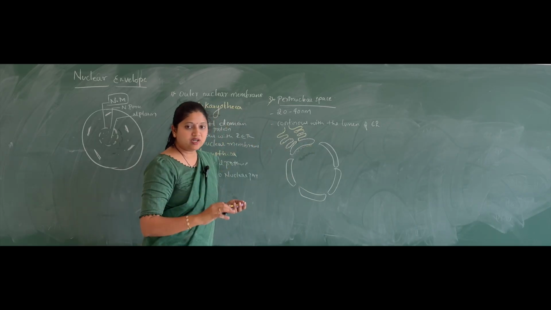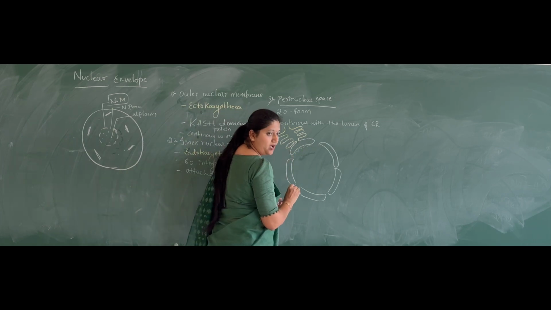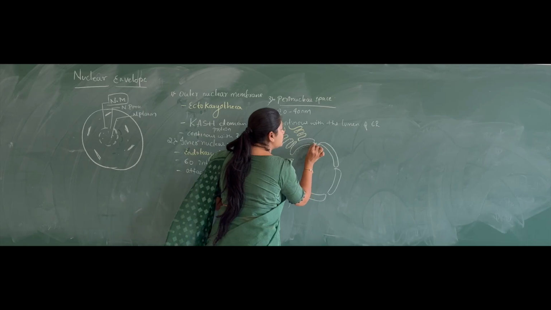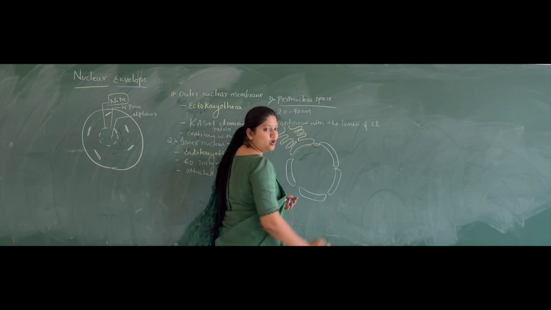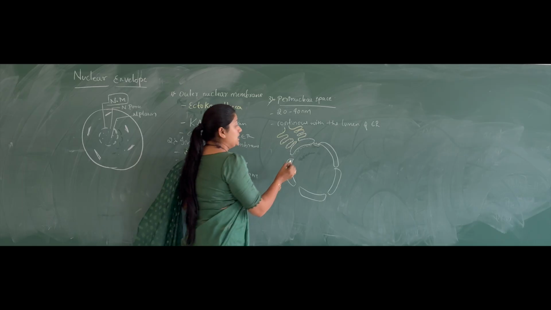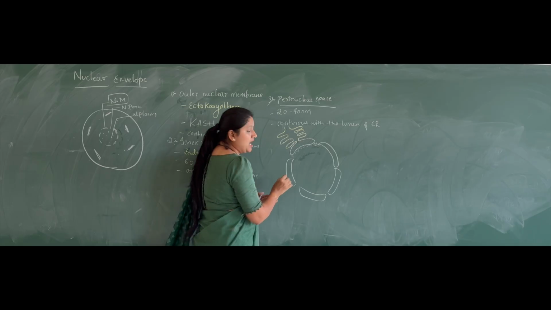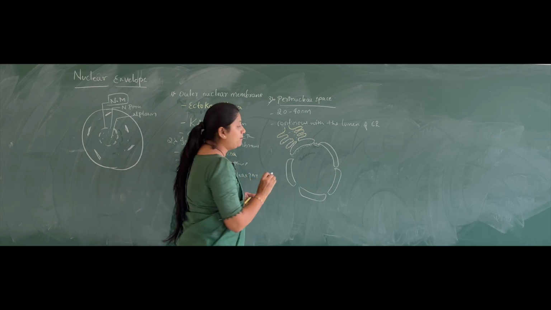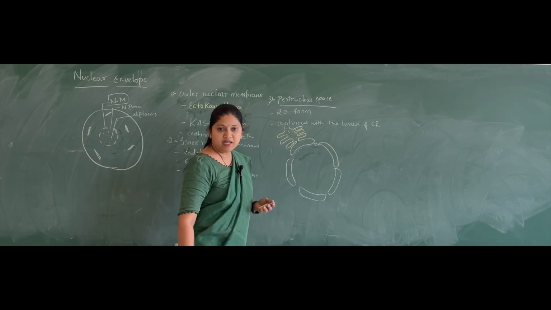We'll see the detailed structure of the nuclear lamina when it comes. So this is the structure of the nuclear lamina, and it is also attached to the nuclear pore complex. The pore complex also we'll study in detail. This space is called the perinuclear space, and this is called the lumen of the endoplasmic reticulum. So the perinuclear space is continuous with the lumen of the endoplasmic reticulum.